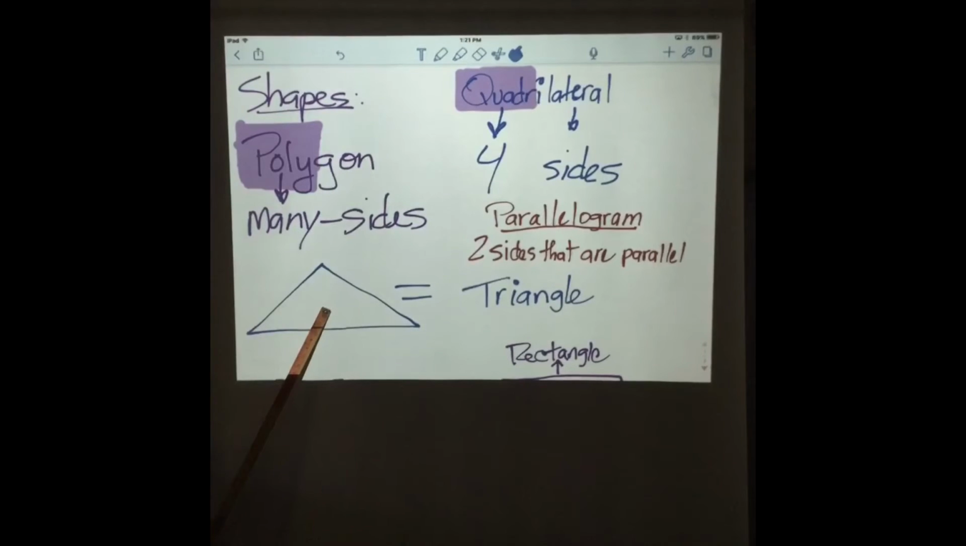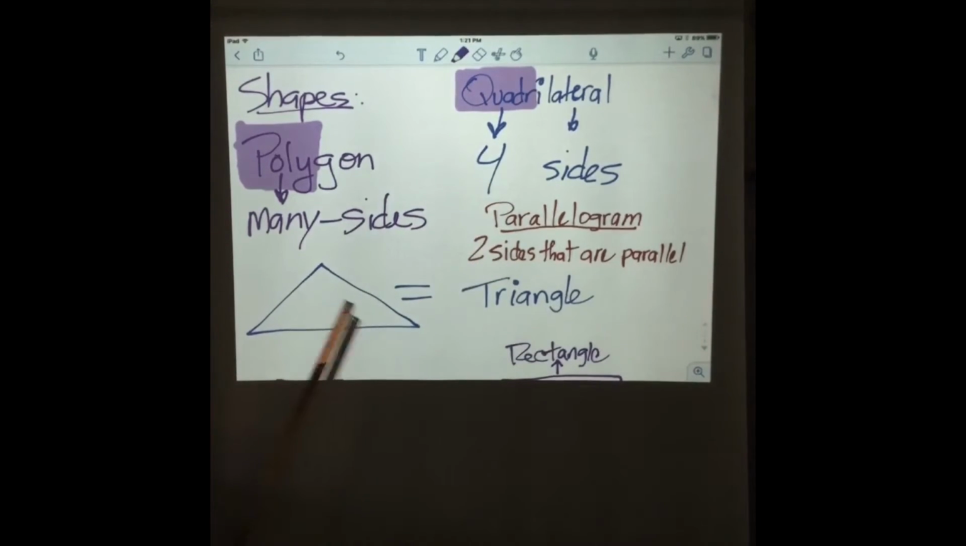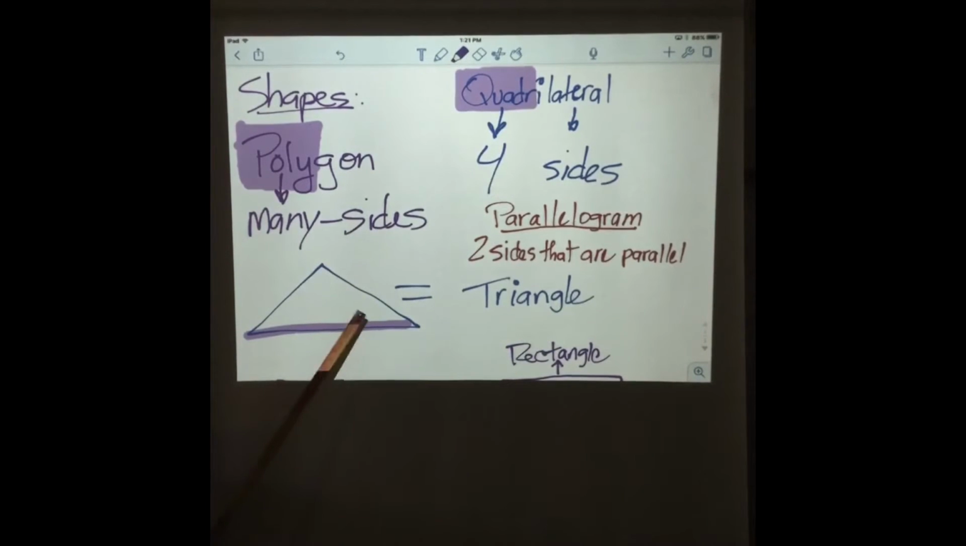All right, let's look at this. This is called a triangle. Everybody knows that, right? All right. Is this many-sided? Yes. It has 1, 2, 3 sides, right? Is it a quadrilateral? Is it four-sided? No, it's not. Is it a parallelogram? Well, here's a side. Is there any side that's parallel to it? This would be parallel. Is there any sides that are parallel? No. So it's not a parallelogram.